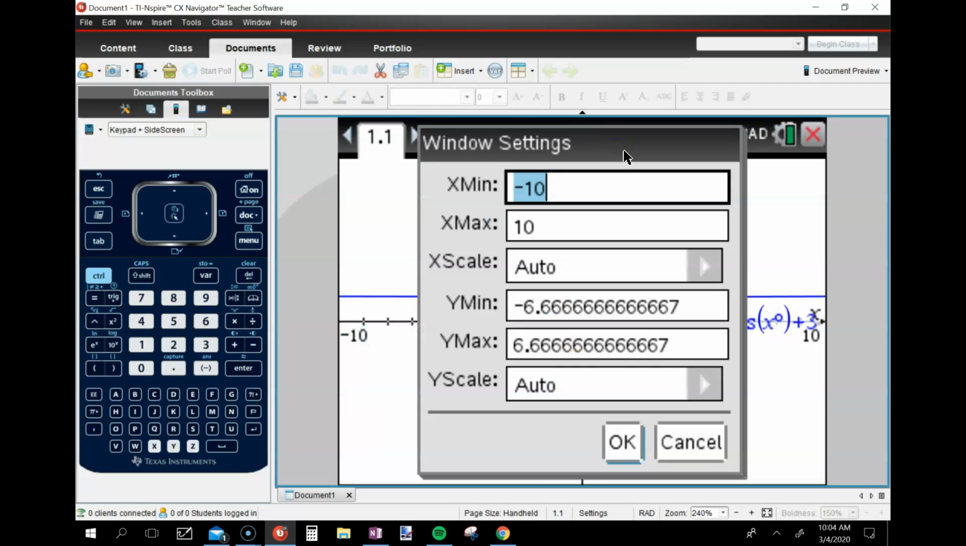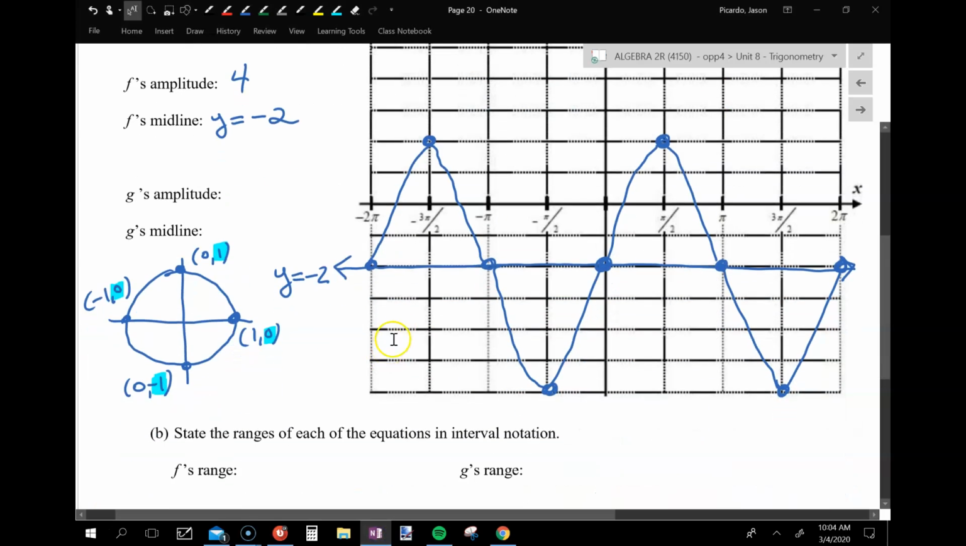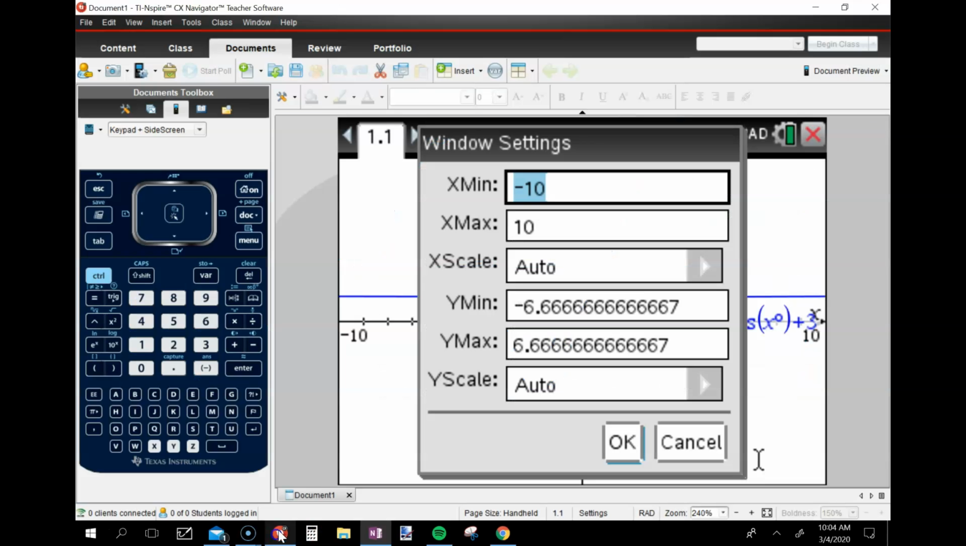And what do you want to change the window settings to be? -360 to 360. Where'd that come from? Just out of the blue? Or because you remembered me doing that yesterday? You remember me doing it yesterday. So why did I choose to do that yesterday? Because I looked at what? I looked at this. That was what they wanted me to graph, right? They wanted me to graph from -2 pi to 2 pi. That's why I chose those values.